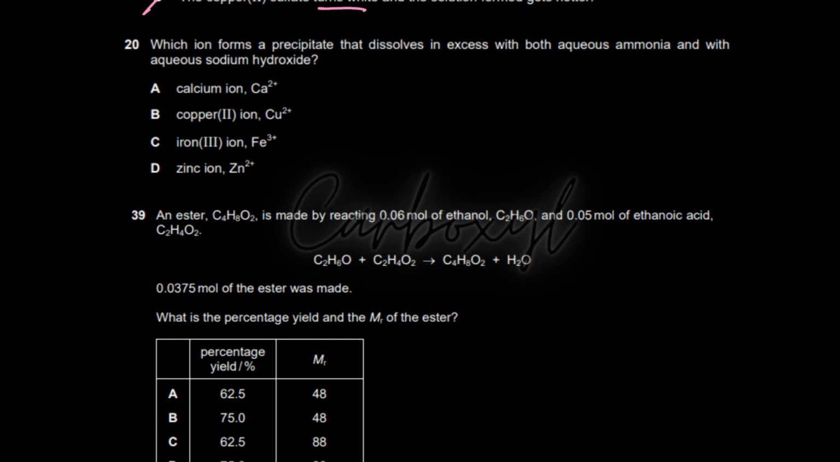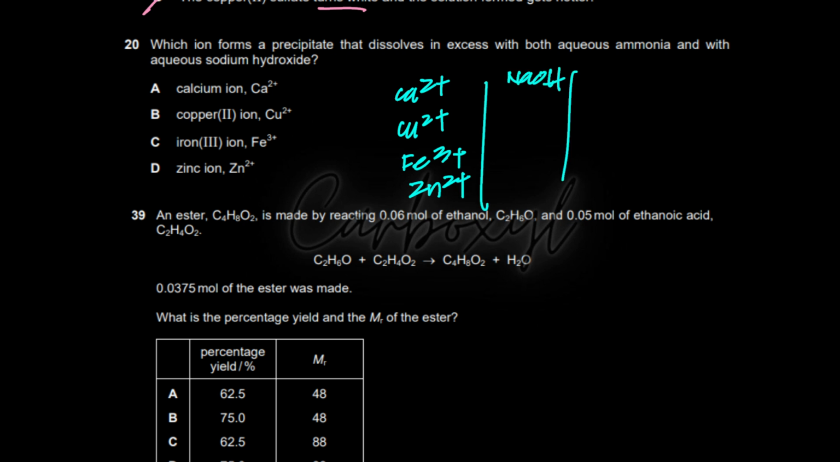Okay, so this particular MCQ says which ion forms a precipitate that dissolves in excess with both aqueous ammonia and with aqueous sodium hydroxide. So there's no concept here. It's simply your memory about the tests for the cations, right? So I'm gonna just write it here. This is sodium hydroxide being added, and then that's the excess sodium hydroxide. Then you have aqueous ammonia, and then you have excess aqueous ammonia.